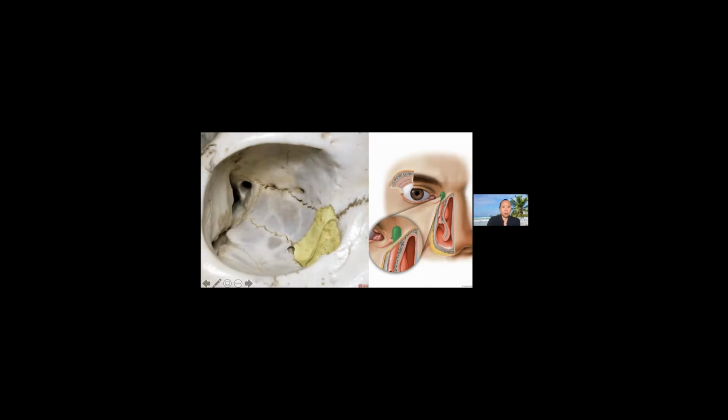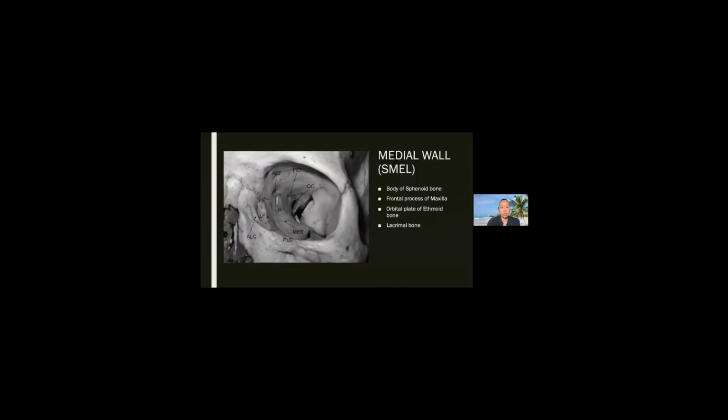Also, you'll note some important foramina. So there's the anterior and posterior ethmoidal foramina, which transmit the anterior and posterior ethmoidal arteries and nerves. So that's your medial wall.